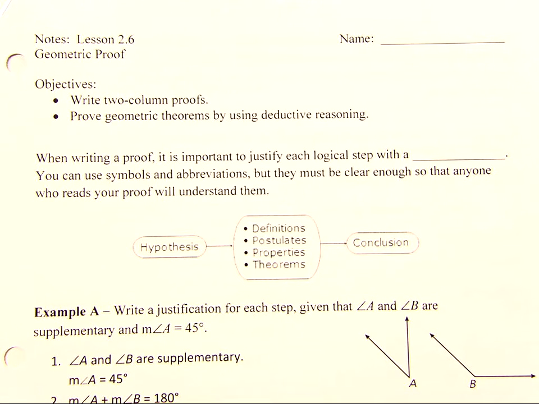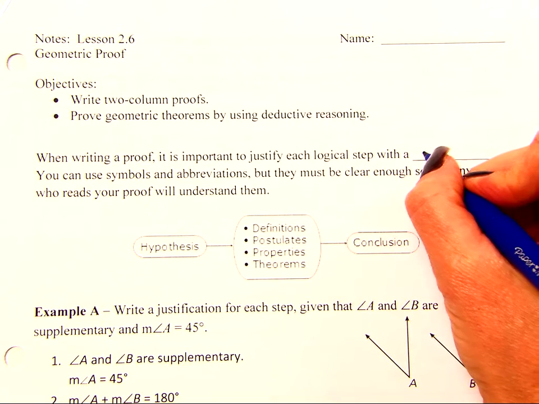Lesson 2.6 is on geometric proofs. So we're going to continue writing more proofs. We're just going to tie in some more geometry. We said before that when we're writing a proof, it's important to justify each of our steps with a reason.